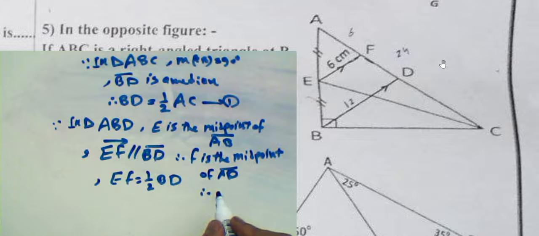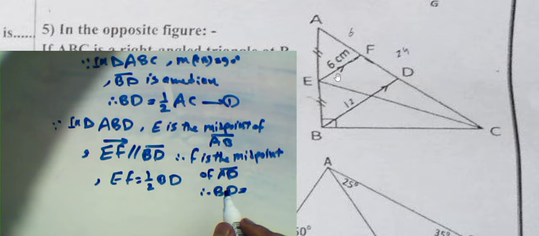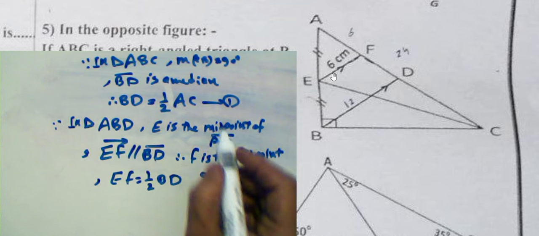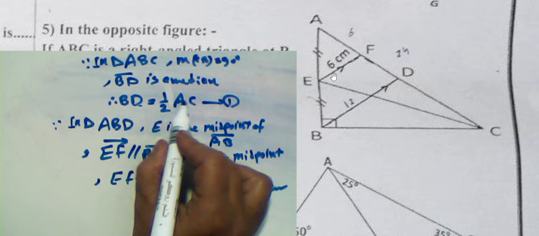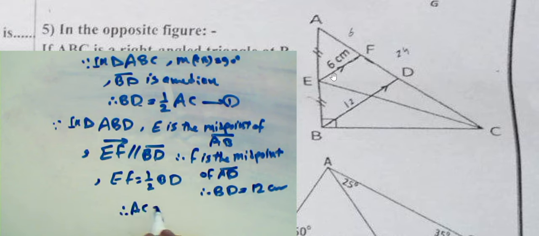What is the length of BD? He gave me 6 centimeters. BD is twice 6, which is 12 centimeters. And also we can find the length of AC. BD is half of AC, then AC is twice BD. It will be 24 centimeters. Then AC equals 24 centimeters.